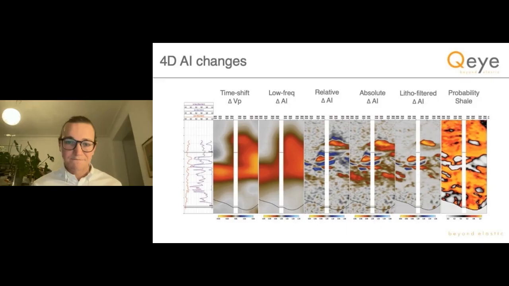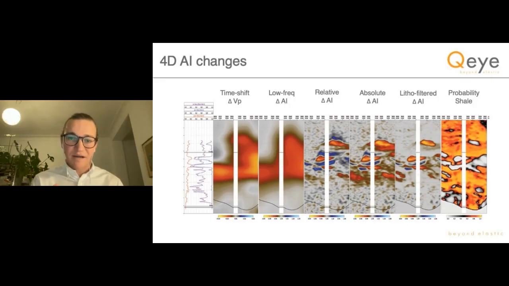acoustic impedance. And the logic here is that acoustic impedance is made up of velocity and density. Since we have results for change in velocity and don't expect large changes in density, or if we do, we at least expect them to be in the same direction as the change in velocity, we can use it directly as an input to a 4D change in acoustic impedance low frequency model.